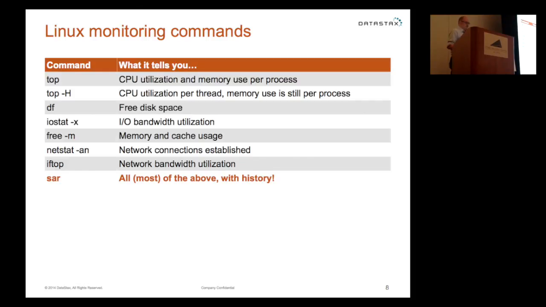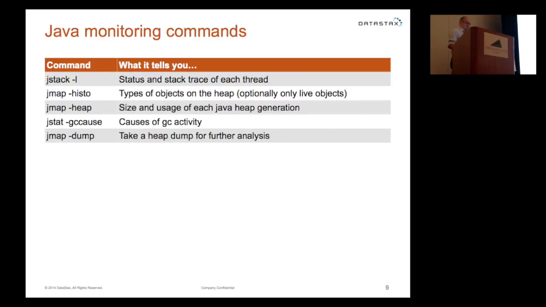And then finally, sar, which is my favorite really, because it covers most of the above and it gives you history. And having history is really important, because a lot of times you don't know that trouble's coming before it's coming. And so it's really important to be able to go back and correlate a problem that you had, say high latency or any other problem, with the resource utilization on your machine. Also some Java monitoring commands.